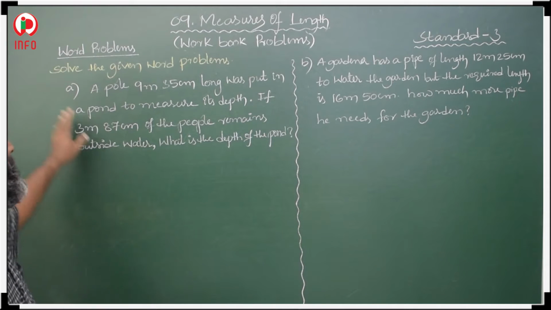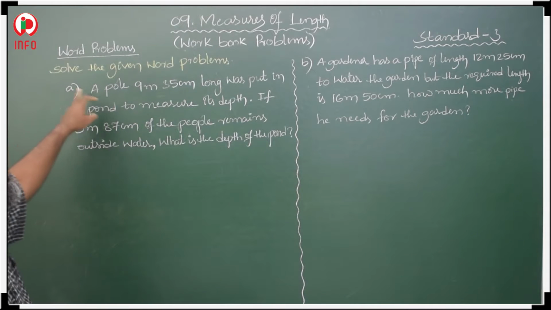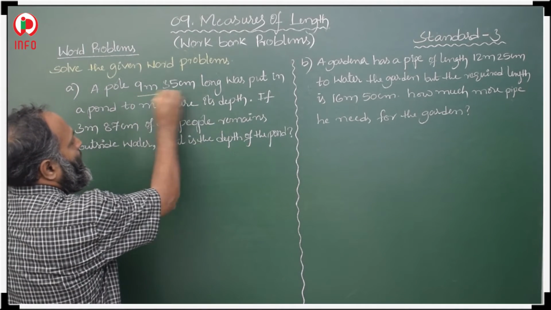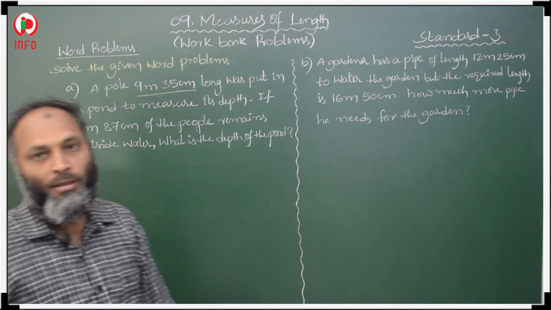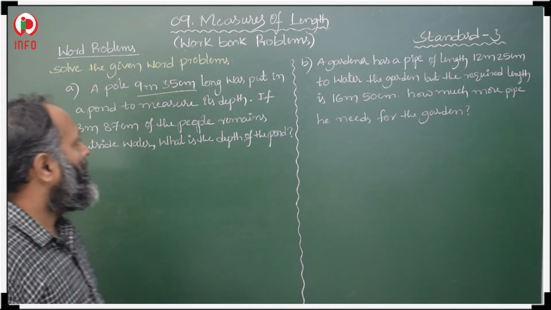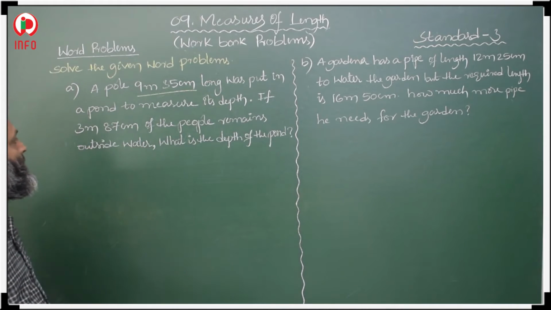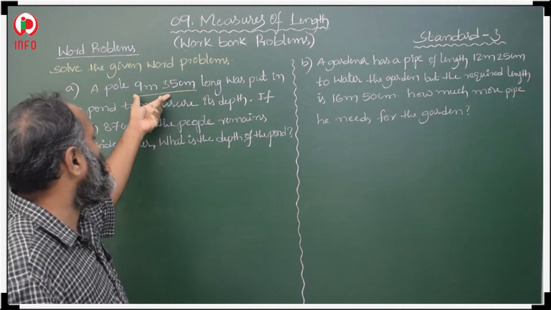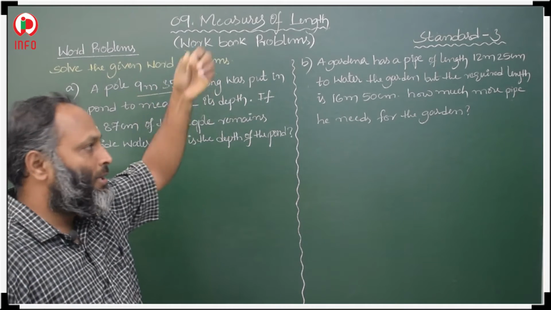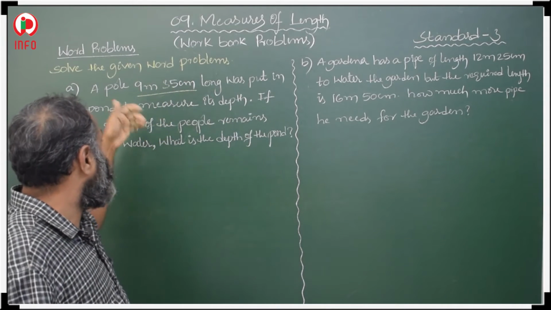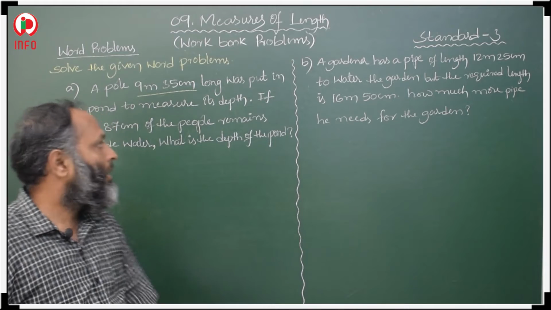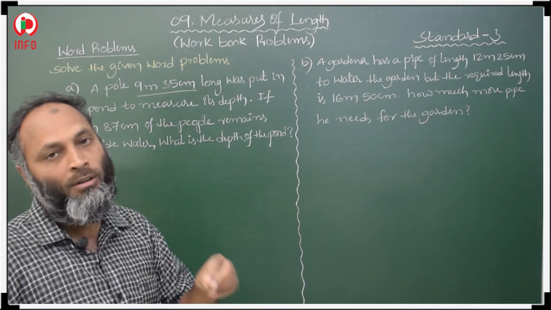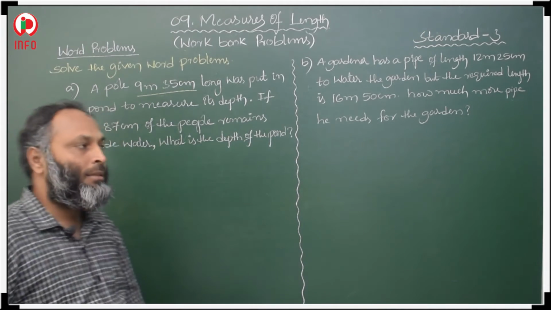Now, let's see the problems. The first question: a pole 9 meters 35 centimeters long was put in a pond to measure the depth. So, this is the length of the pole, and they want to keep it in the pond to measure how much the depth is. They want to calculate the pond depth.